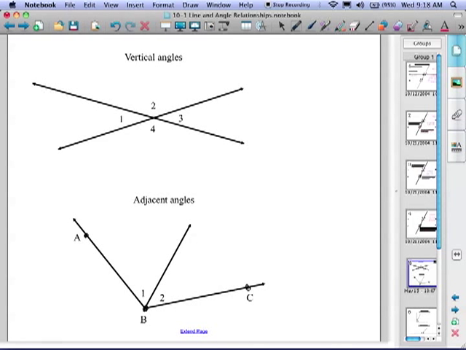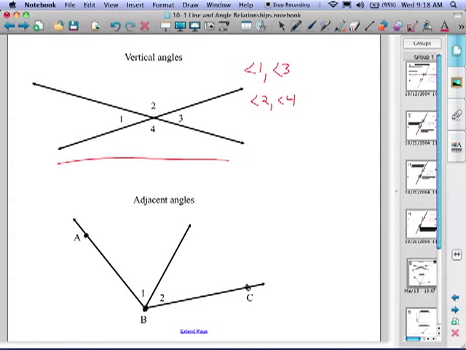Here, we're not going to have parallel lines. We're going to have something called vertical angles. I have this system here where I have angles 1, 2, 3, and 4 on the top. But we know something about vertical angles already. So angle 1 and angle 3 are vertical angles, and angle 2 and angle 4 are vertical angles. They form pairs of vertical angles.